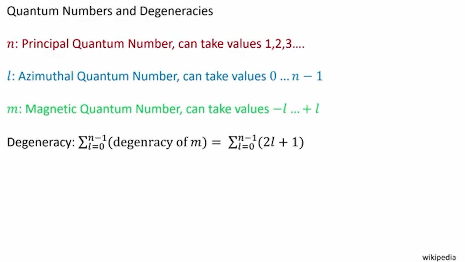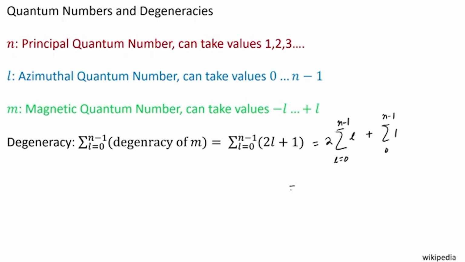So, finally, coming to the quantum numbers and degeneracies, N corresponds to the principal quantum number, and it can take values 1, 2, 3, etc. L is called the azimuthal quantum number, and it can take values 0 to n minus 1. M corresponds to the magnetic quantum number, and it takes values minus L to plus L. So, if you need to calculate the degeneracy, you need the degeneracy of M values, and these M values can take 2L plus 1 values, so the sum is over L equal to 0 to n minus 1 of 2L plus 1.